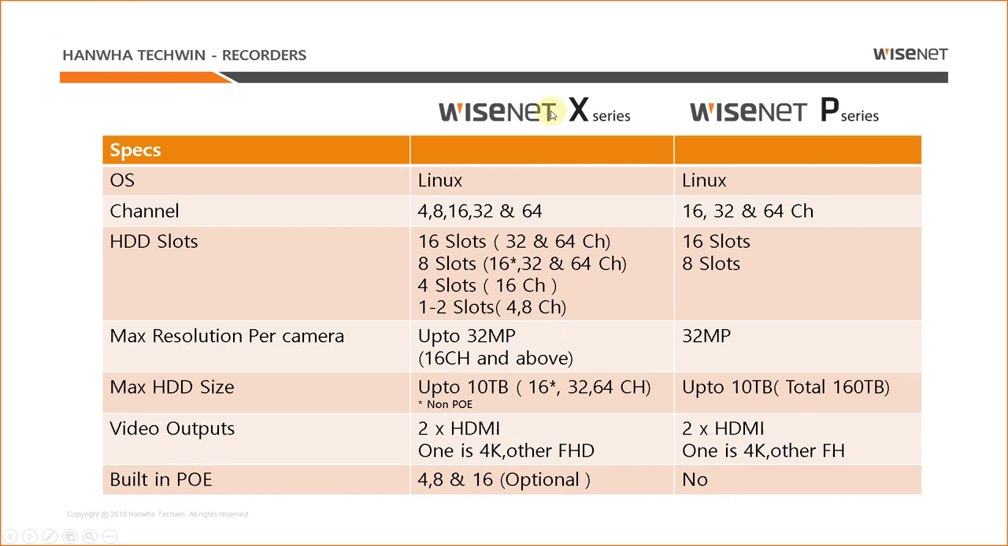today, not before, we had to use P series, but today X series will be more than enough. X series has 64 channel, X series has 16 slots, the maximum available. For each camera you can give 32 megapixel, each hard disk you can go up to 10 terabyte, and there are 2 HDMI slots behind the NVR. It even has PoE port option up to 16 channel.